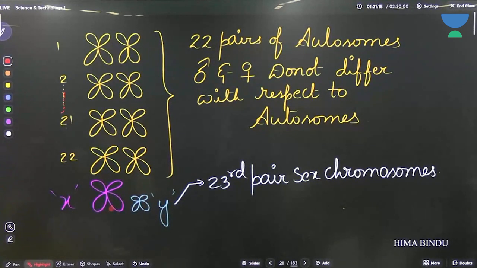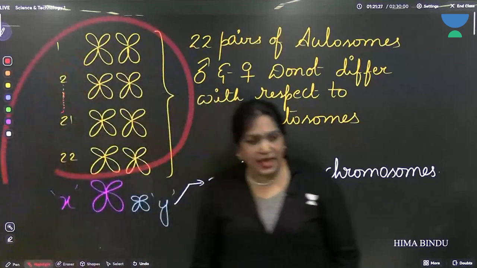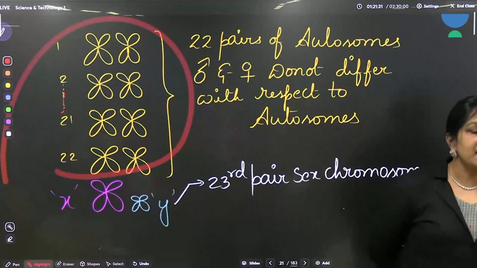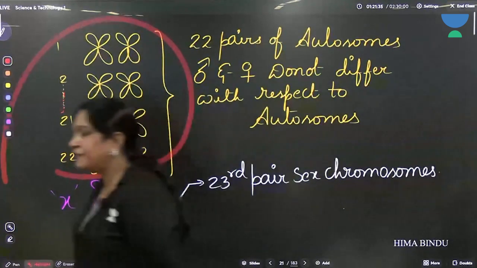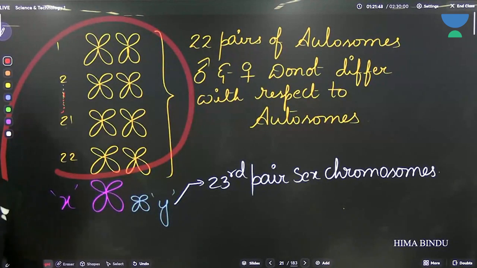Okay, so the first 22 pairs are autosomes. They are neither X nor Y. Only the 23rd pair in females is XX. It means these 22 pairs are the same in male and female. Same, similar means what? Here, you have to understand the difference between identical and similar. Identical means as it is.